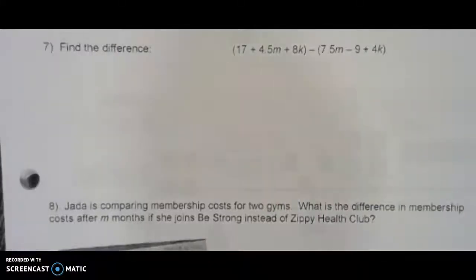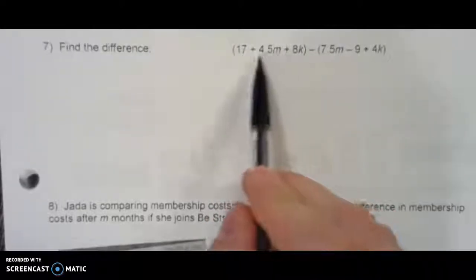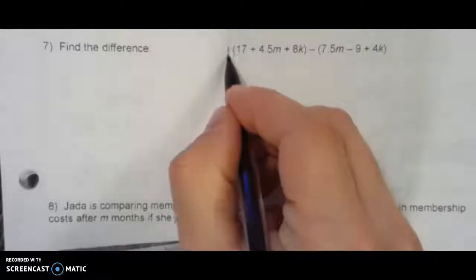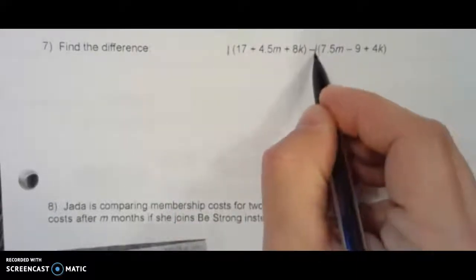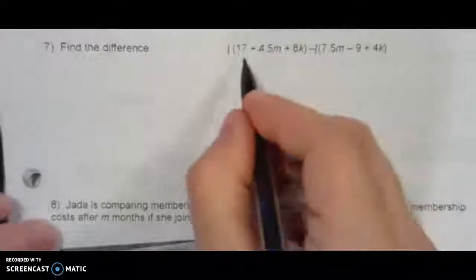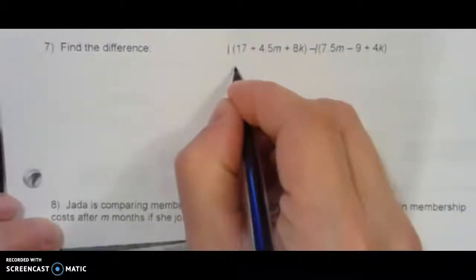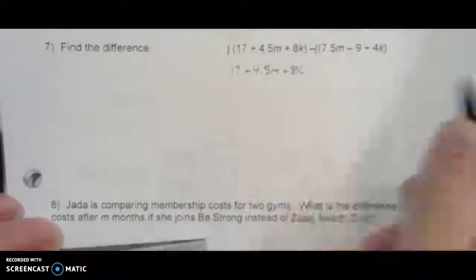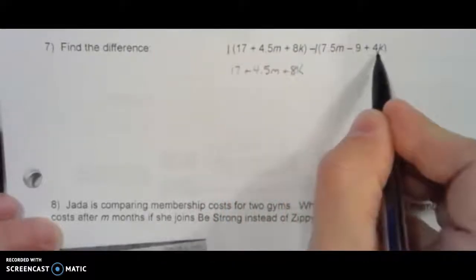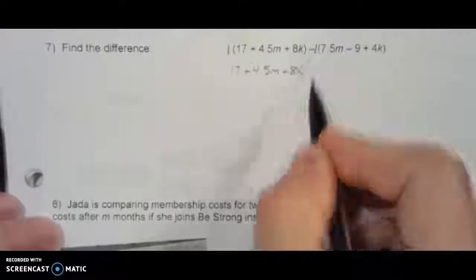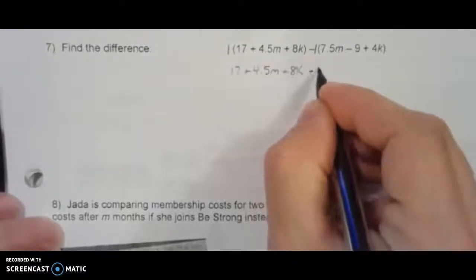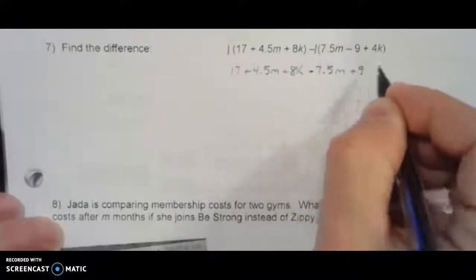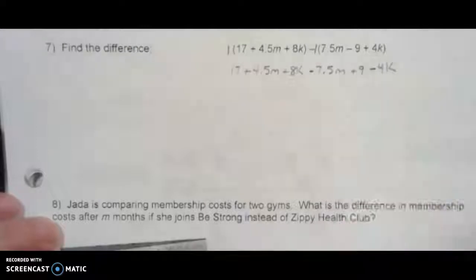In example 7, I'm going to take this entire first expression and subtract off the second expression. So I have a 1 in front of the first set of parentheses, a negative 1 in front of the second set of parentheses. These first three terms are going to stay the same. 17 plus 4.5m plus 8k. But each of these second terms is going to change to their opposite when I multiply by negative 1. So that's going to be minus 7.5m plus 9 minus 4k.